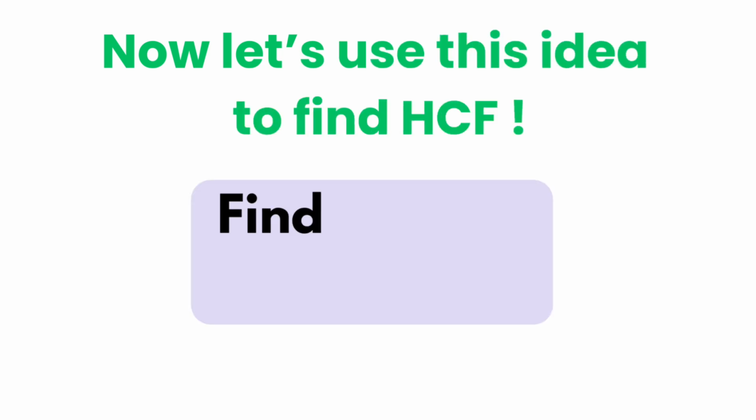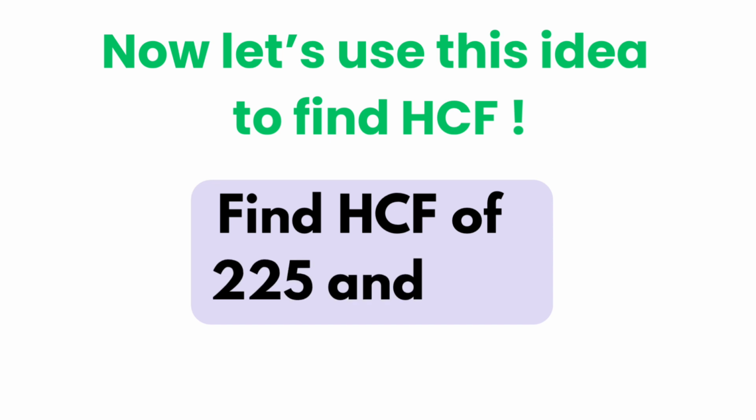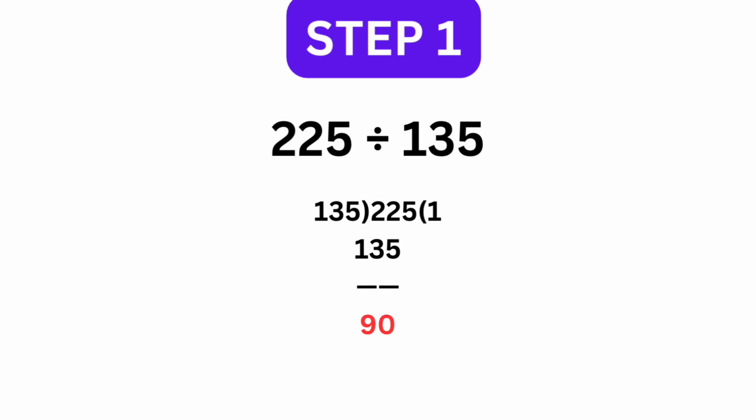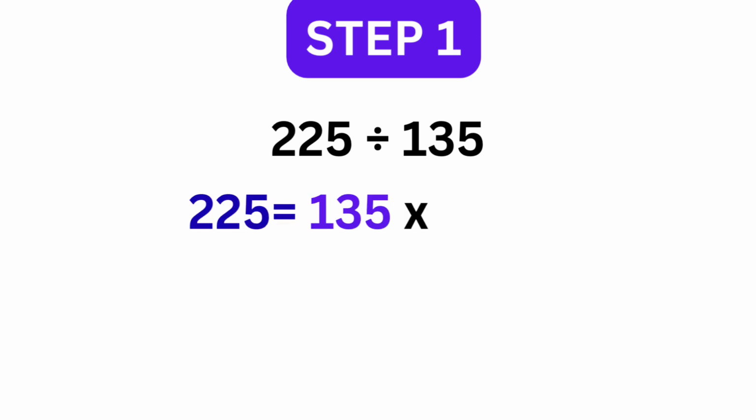Now comes the interesting part. We are going to use this simple division idea again and again to find the HCF. Let's find the HCF of 225 and 135. First, take the larger number 225 and divide it by 135. 135 goes into 225 one time and we are left with 90. So our first equation is 225 equals 135 multiplied by 1 plus 90.